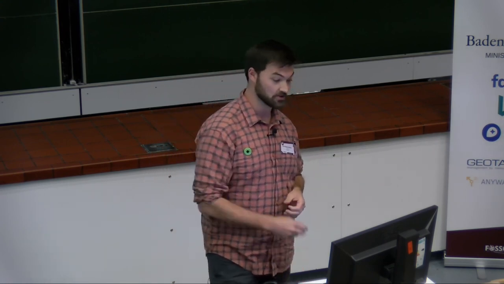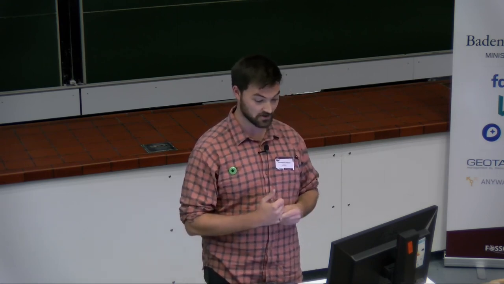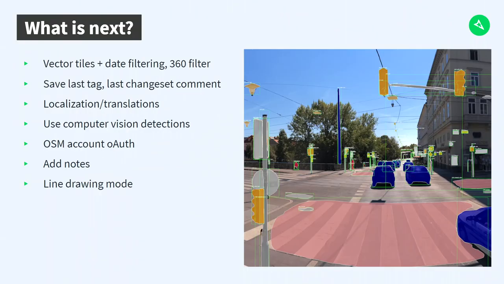It's been suggested to do localization and translation, so this is a great way to contribute once we're able to set that up. So you can have it in your local language. Another is to use computer vision detections, as you see in this image. It'll suggest where you can look for something, like a crosswalk or a traffic light.